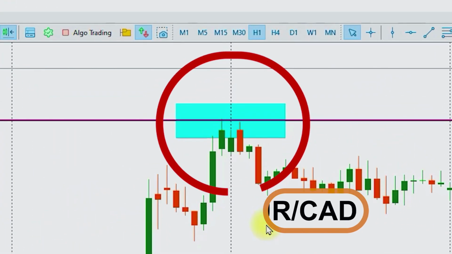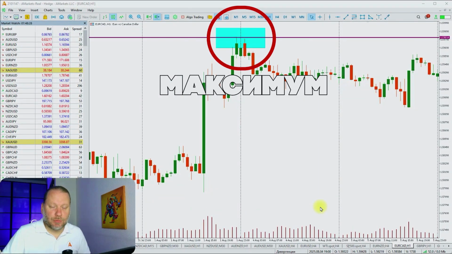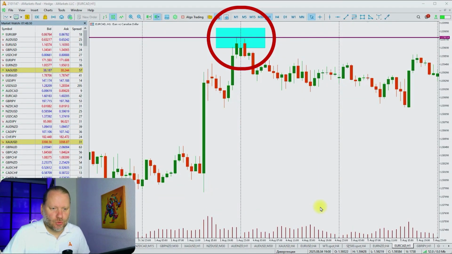Recently on the URC currency pair I spotted this high. I immediately realized I could make good money from this. This high is a buy signal, but I'll tell you when to buy a bit later.